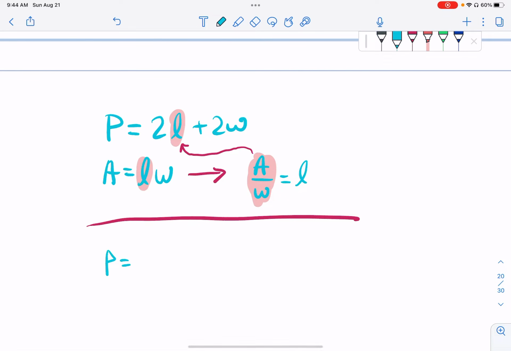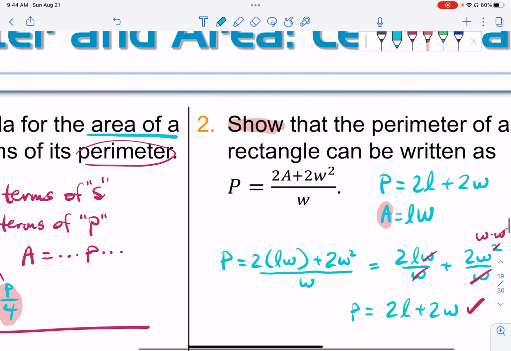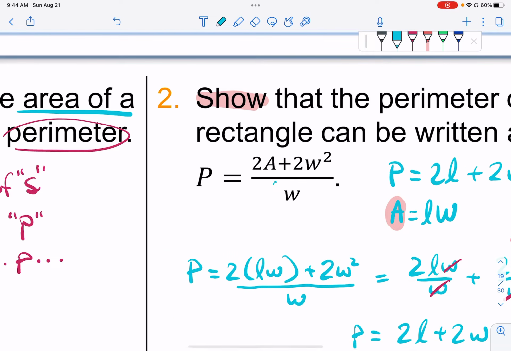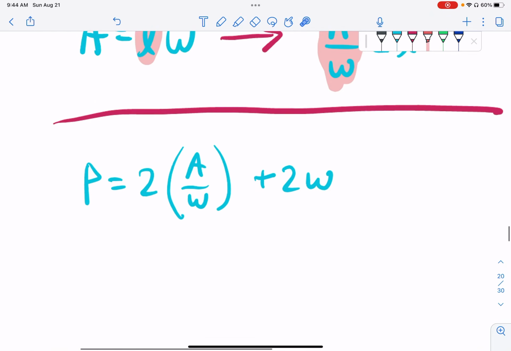P is equal to 2 times A over W, and then bring down your 2W. All right, so far, this right here does not look like the answer that they gave us because there's a W squared here, and the whole thing is written as a fraction. Okay, so I'm wondering if there's more stuff that we can do to it.